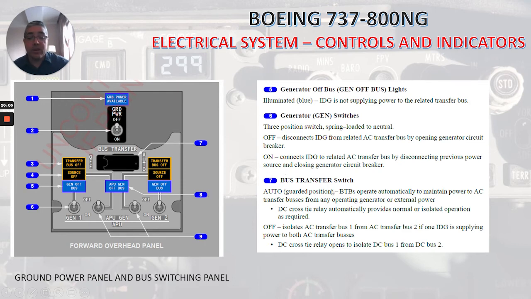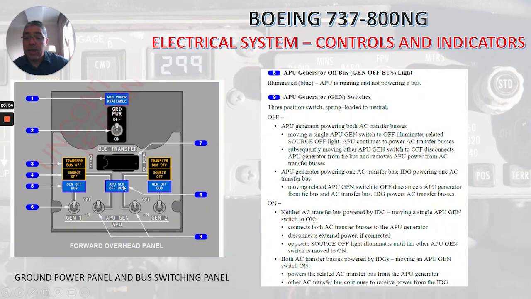Now let's talk about the bus transfer switch. Auto, guarded position. BTBs operate automatically to maintain power to AC transfer buses from any operating generator or external power. DC cross-tie relay automatically provides normal or isolated operation as required. In the off position, isolates AC transfer bus 1 from AC transfer bus 2 if one IDG is supplying power to both AC transfer buses. DC cross-tie relay opens to isolate DC bus 1 from DC bus 2.